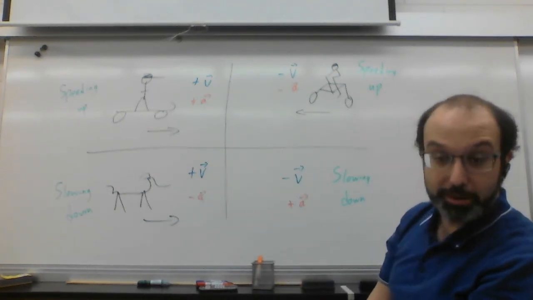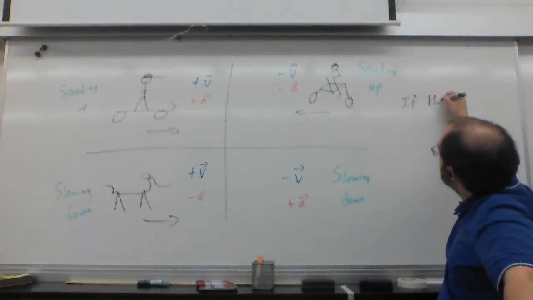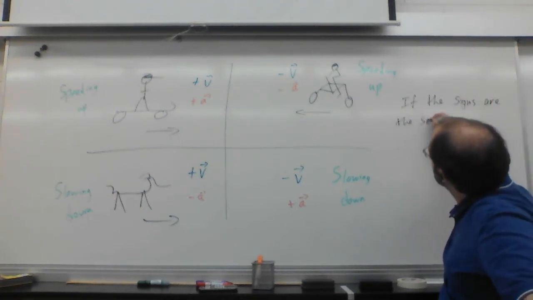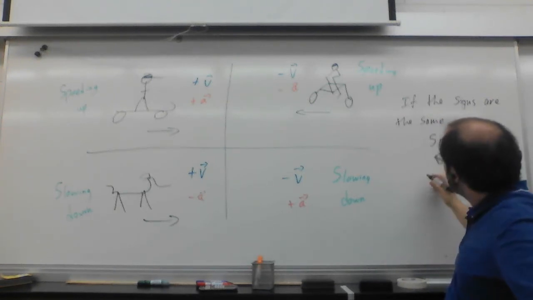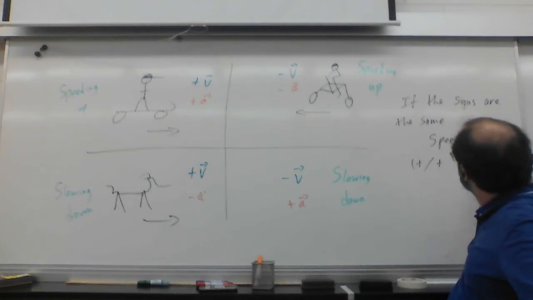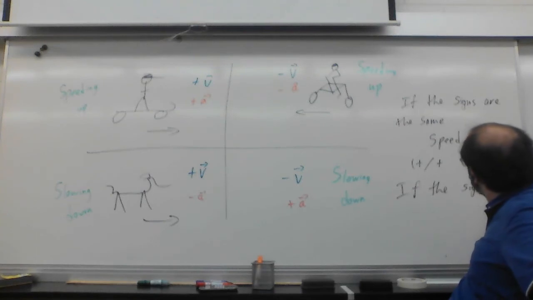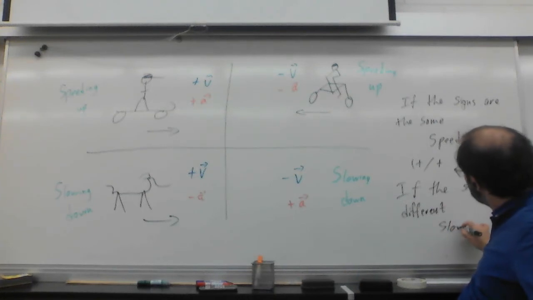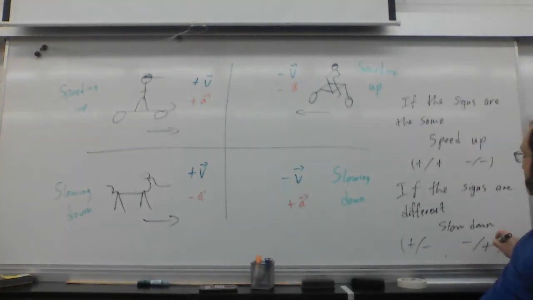So, if we summarize this, what do we get? Very simple rules. If the signs are the same, you speed up. So that means positive and positive, or negative and negative. If the signs are different, you slow down. So positive and negative, negative, positive.